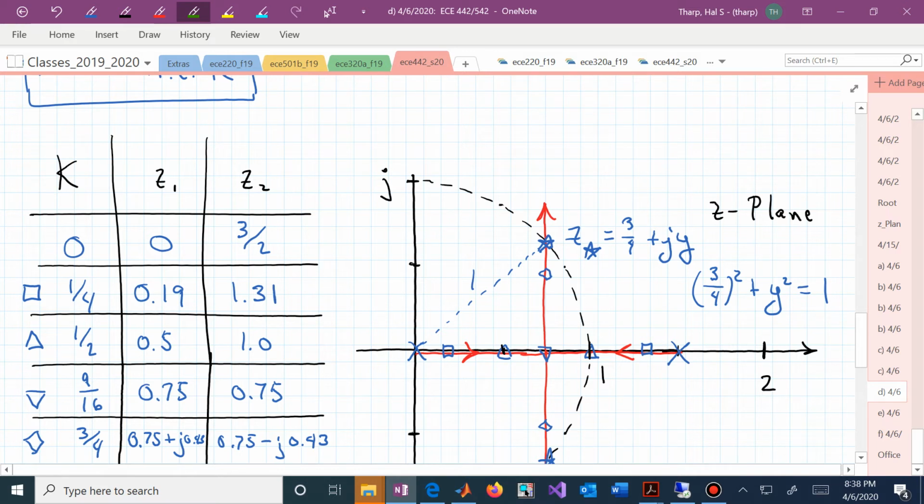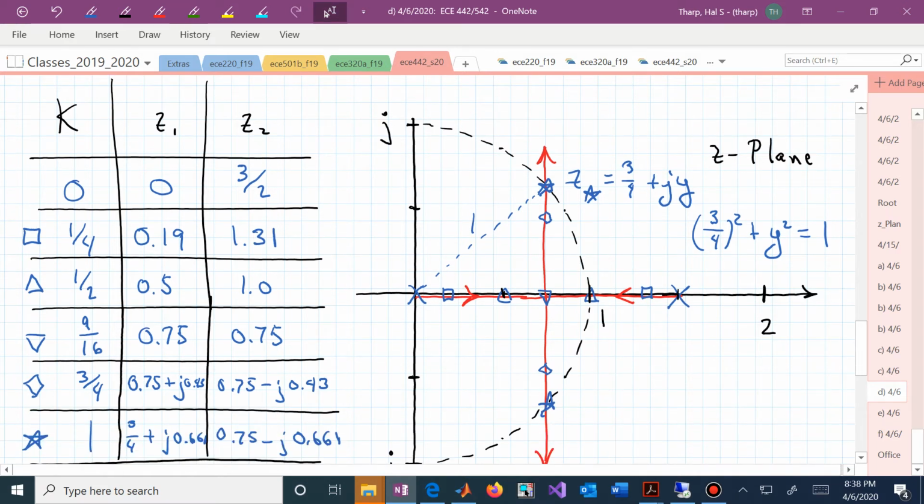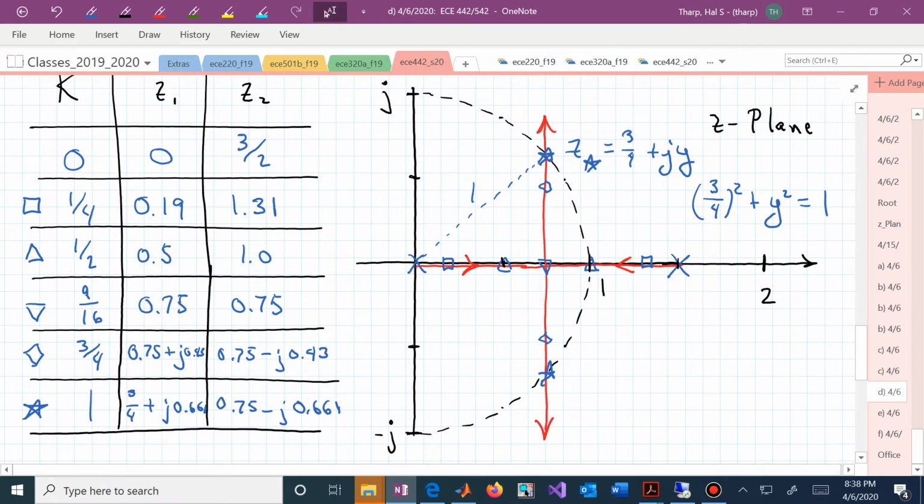The closed loop poles, which are given by this red locus pattern, are now moving from where they started on the real line. One's going right, one's going left. At the upside down triangle, when the gain is 9/16, there are two real roots at 3/4. So we're halfway between 0 and 1.5 when the gain is 9/16.